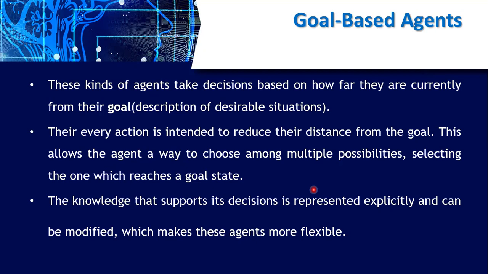To achieve that goal, what are the possible actions the agent has to take? For example, if it is an AI driver, whether to move forward, left or right, and along with that it has to watch the traffic signals, everything, and reach the destination. Every action taken by a goal-based agent is meant to achieve the goal in a shorter time.